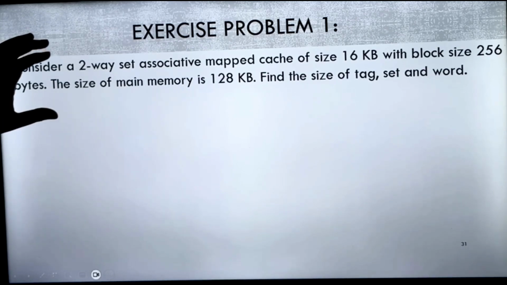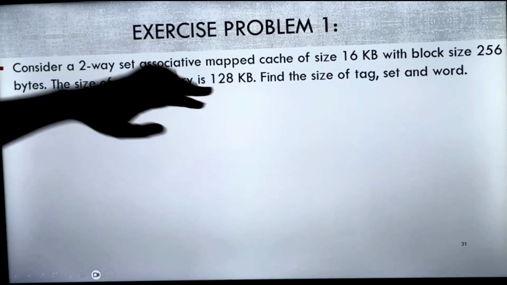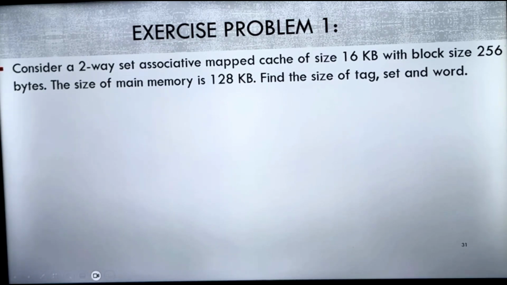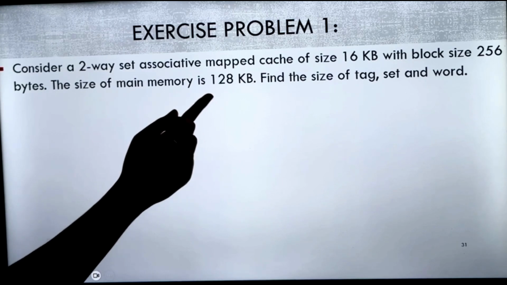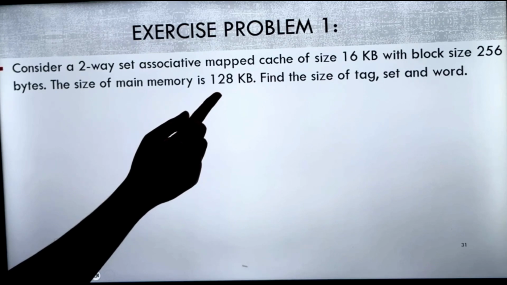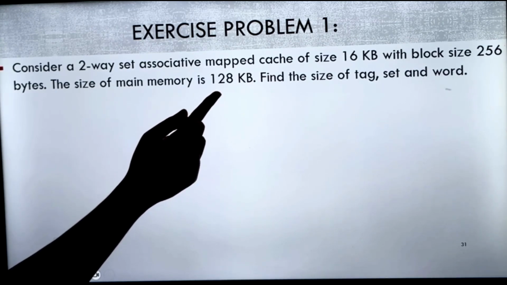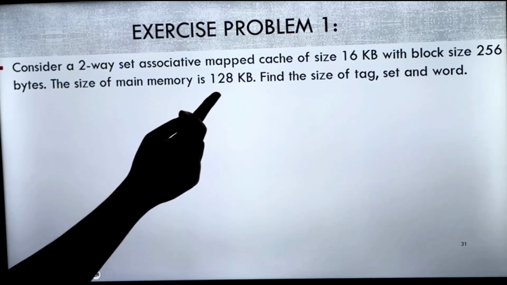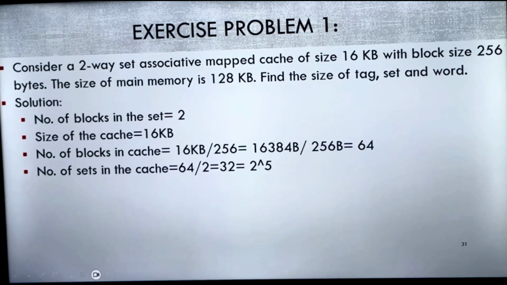Whenever you get this kind of problem, first you determine the size of main memory. Focus on main memory. As I told you, the processor will always generate the address as per the main memory size, not as per the cache size. So what is the size of your main memory? 128 KB. So how many words are there in main memory? 128 into 1024, because it's in KB. To determine the word out of all this 128 into 1024, how many bits do you need? How many bits will be there in the address? Let me explain from here.